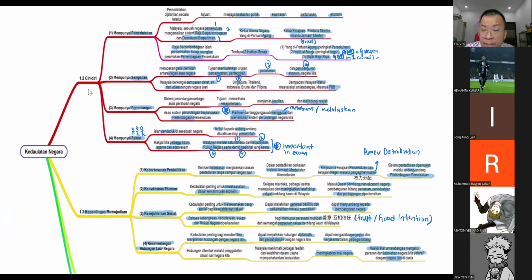This is the characteristics of a sovereign country. This is the importance of a sovereign country. Importance of sovereignty towards a country. Effective governance, we can benefit from the economy. We can build a better society because we care.